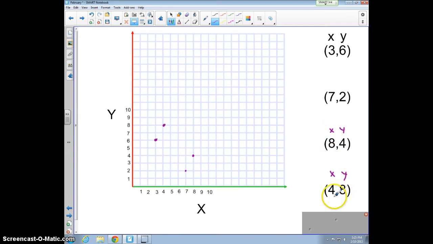That's because of the order of the numbers in the ordered pair. Remember, the first number always represents the x-axis, how far to the right or left, and the second number always represents the y-axis, how far up or down. Okay, and so I hope that helped you today understand how to read ordered pairs and to graph them onto a coordinate plane. All right, see you tomorrow.